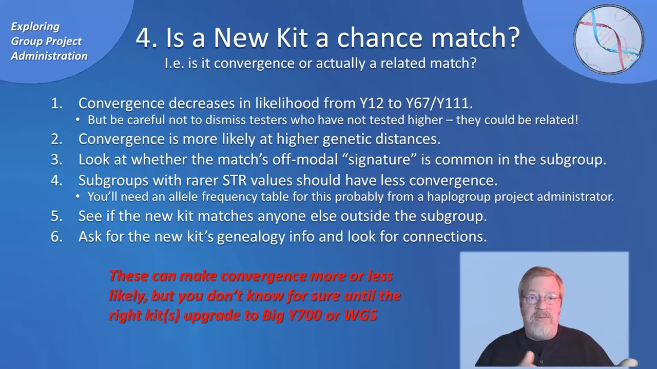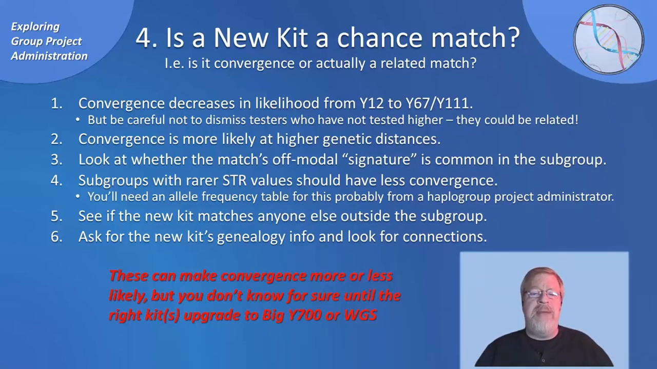The more rare their values, the less likely, by definition, other people in that whole haplogroup are likely to match them. So convergence will be less common, and that can tell you which of your subgroups are actually less likely to be affected by convergence than others. And you can use that when a new match comes in to say, well, they're matching a group that's not very likely to match by convergence, so I'm pretty sure it's a real match, for instance.